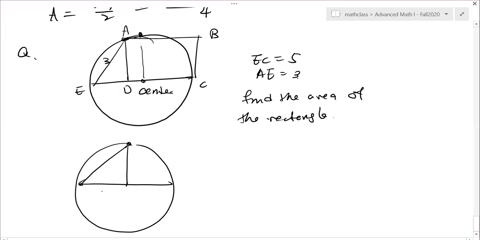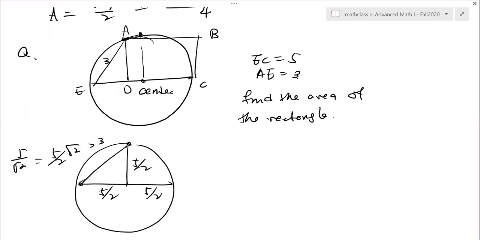Okay, what do you get? It's 5 over 2, 5 over 2, 5 over 2. So this side is going to be 5 over 2 times square root of 2, right? Okay. So that is going to be 5 over square root of 2. And this number is definitely greater than 3, right? Why greater than 3? You can square both sides, and you will get 25 greater than 4 times 18.